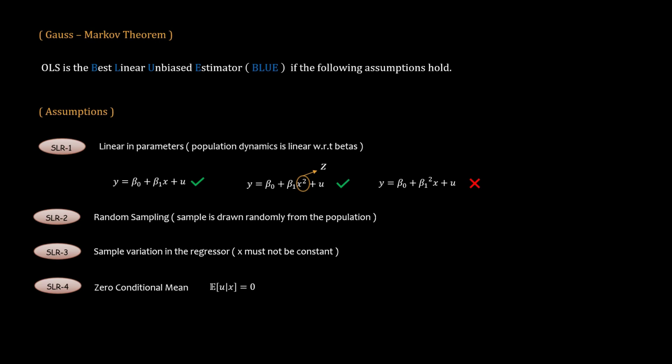Fourth, zero conditional mean. This is the bread and butter of the OLS estimator. It is the one that we started out with, and it's the mother of all assumptions.